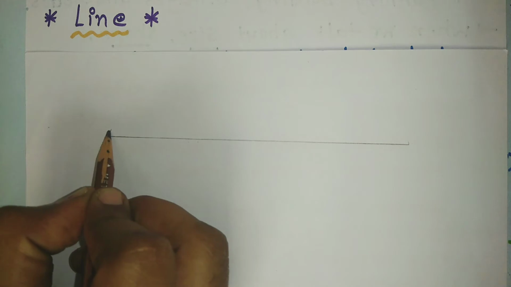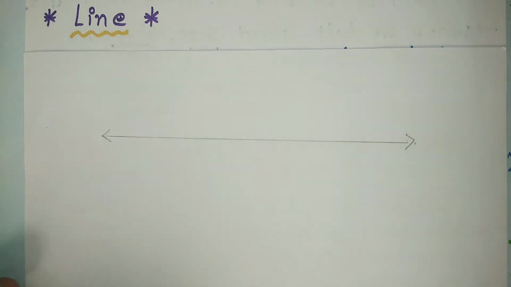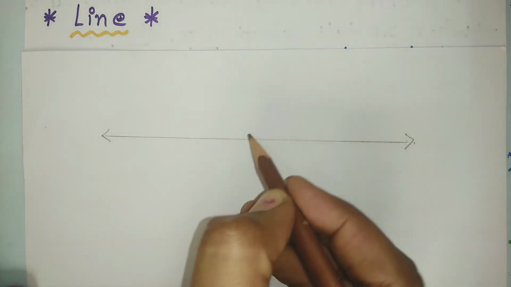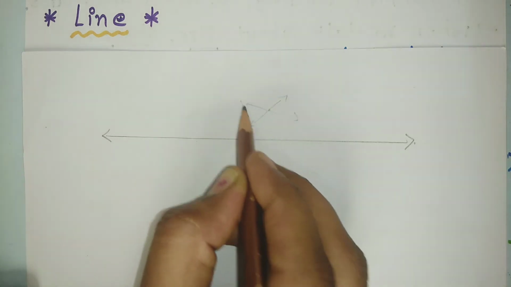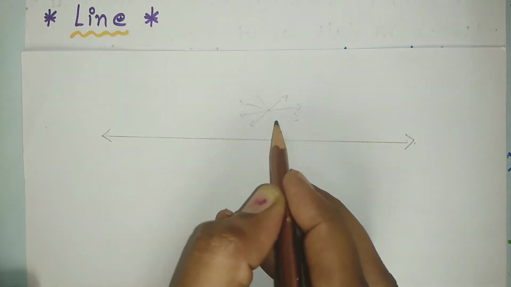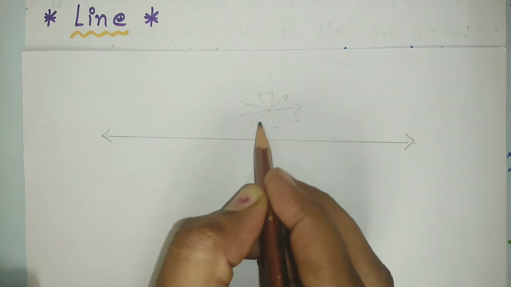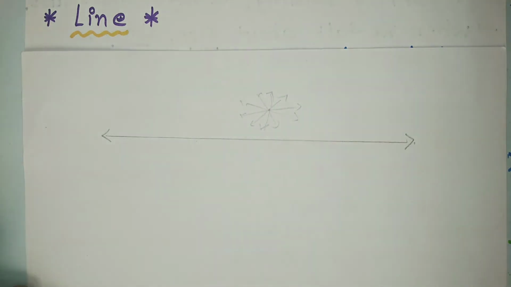Two arrows in opposite directions indicate that a line is unlimited in length. Now I have to put the arrow at the two ends. These two opposite arrows indicate that the line is unlimited in length. We can draw any number of lines through a given point. Suppose one point is given, so I can draw any number of lines from the same point. These all are lines, and I can draw infinite lines from the same point.